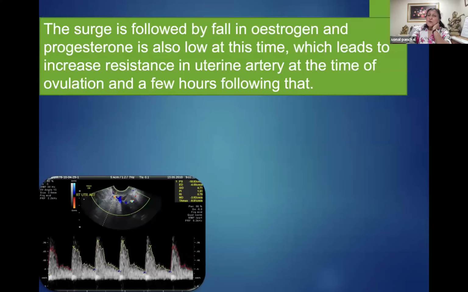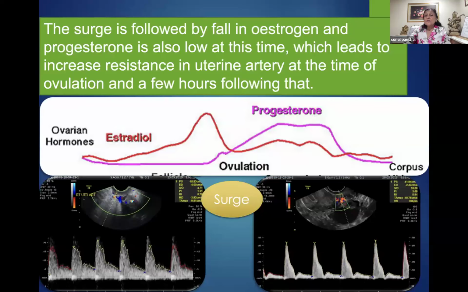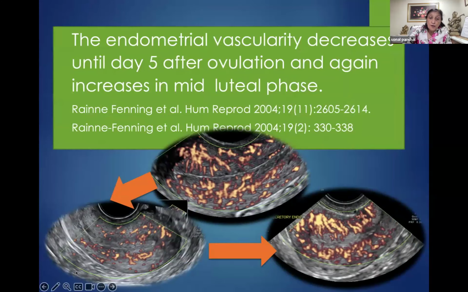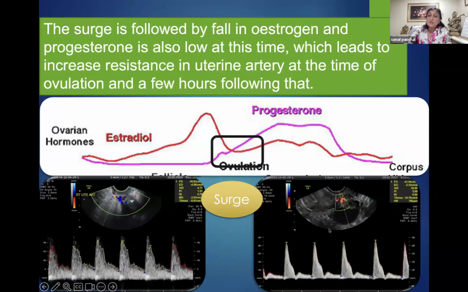On one side, the follicular PSV increases; on the other side, we know that with the rising surge there is a fall in the estradiol levels, and the progesterone levels are going to start rising even before ovulation, but it will take 4 or 5 days to get to a plateau. That means there's a phase where estrogen and progesterone are both low, and because both levels are low during that short period of time, the endometrial vascularity significantly decreases. Only after the progesterone rises does the endometrial vascularity come up again. It is because of the same reason that the uterine artery PI also increases immediately after the surge has started.